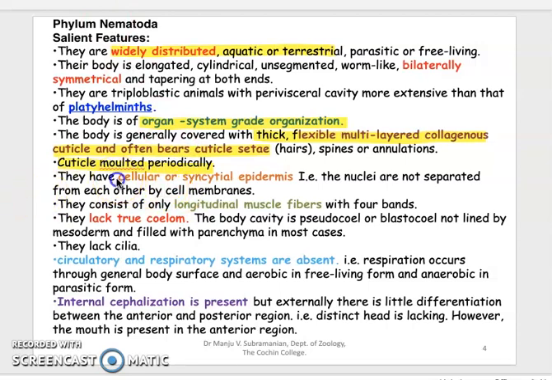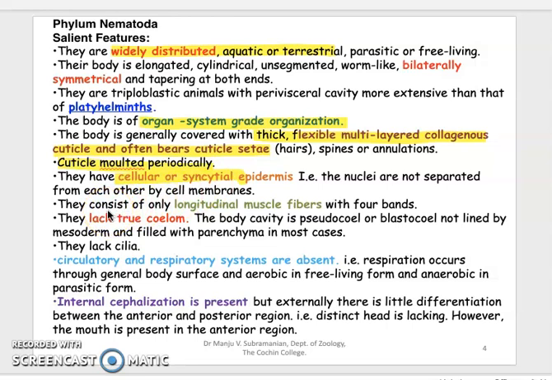The cellular or syncytial epidermis is another important feature, that is, the nuclei are not separated from each other by a cell membrane. So you can say that inside a cell there will be many nuclei. This type of epidermis is called a syncytial epidermis.